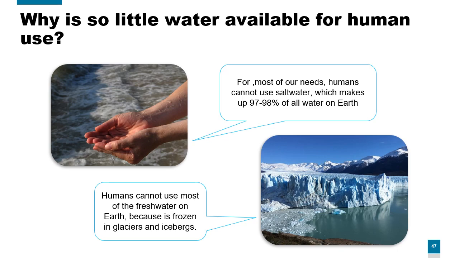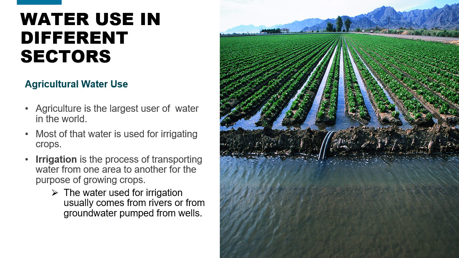Di ba? So, water is being used in different sectors such as agriculture. Di ba? Agriculture is the largest user of water in the world. Most of the water is used for irrigation. Irrigation is the process of transporting water from one area to another for the purpose of growing crops. And the water used for irrigation usually comes from the rivers, from groundwater pumps, from wells.